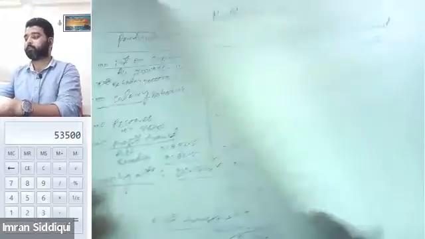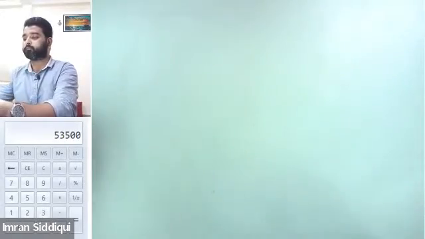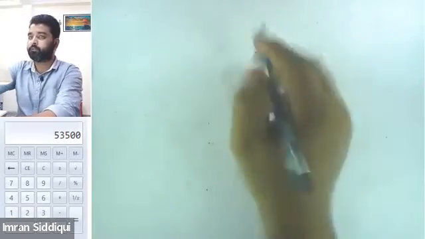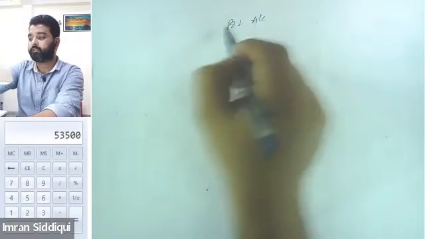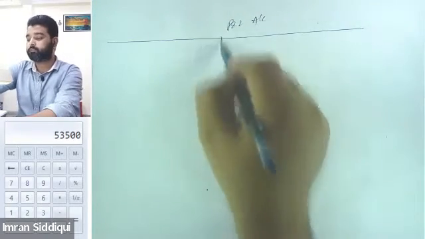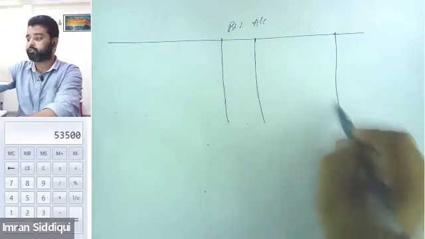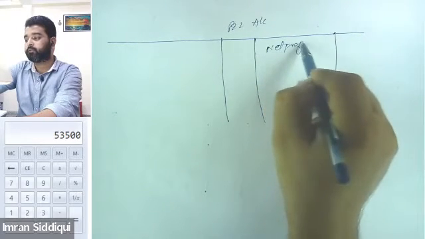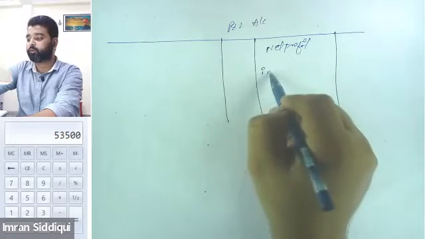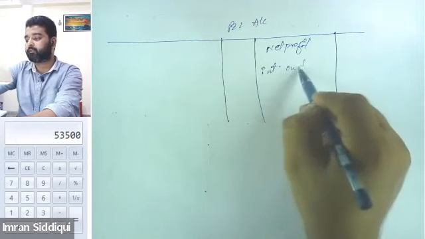Everyone else, please tell me, are you able to solve it or not? Let me show you. We will prepare the P&L appropriation account like this. First of all, on the credit side, we will write down net profit and interest on drawing as well.